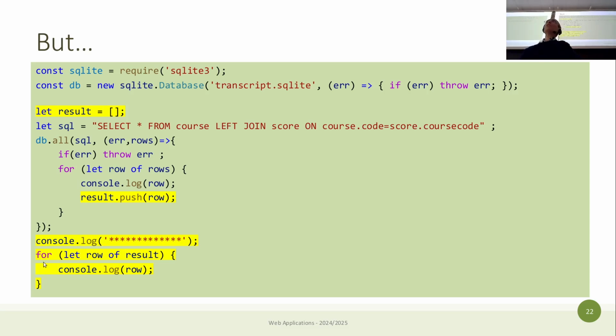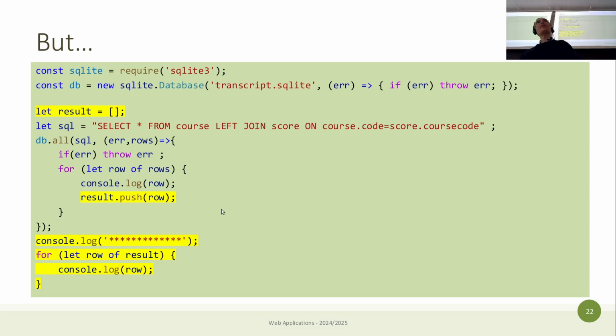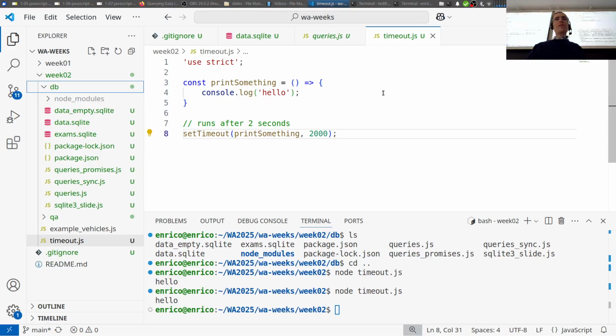So at this point in this course, at this moment, the only way that we have to fix things is simply move this code inside here. So we go back to the previous example where we printed stuff here, okay? So we have no way to wait for the execution of the callback. We need to remember that this callback is executed asynchronously.